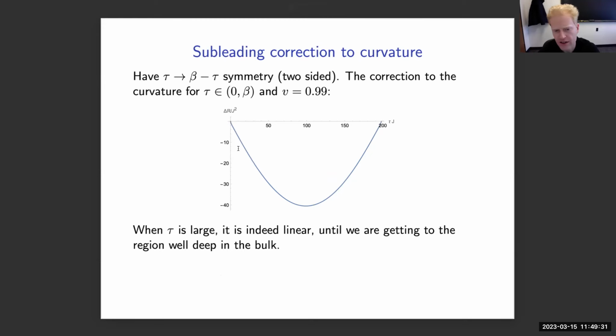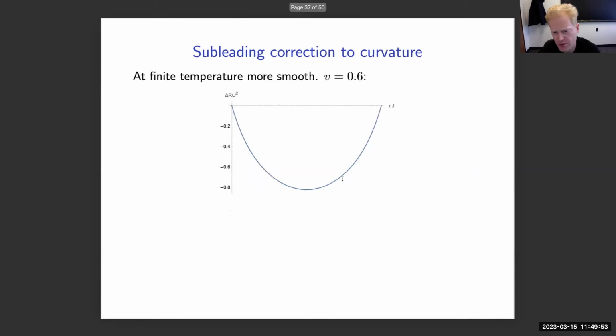So it's like a two-sided thing. And here it still looks like it's linear, but this linear dependence is going to break down at some point because of this symmetry. Now, this is a bit of a sharp behavior because of this linearity that breaks down. But of course, if we go to higher temperature, it will be something more smooth. So for example, for V equals 0.6, this is some more smooth function as a function of tau.